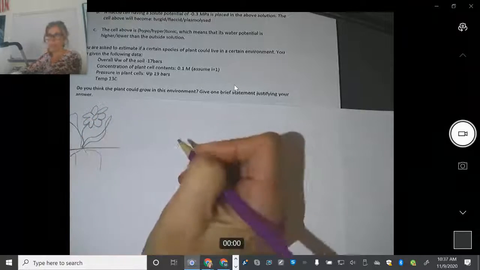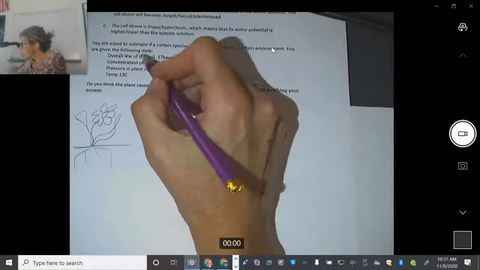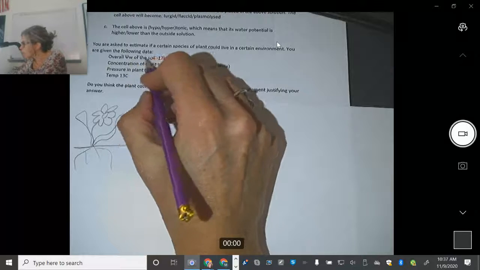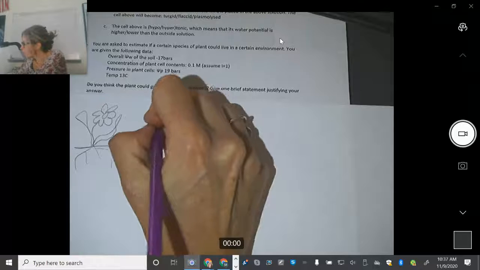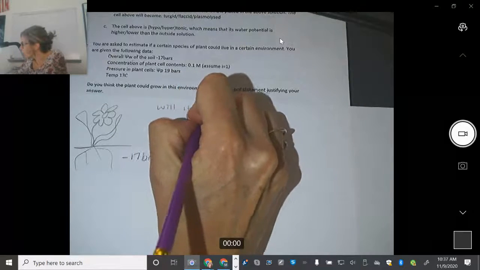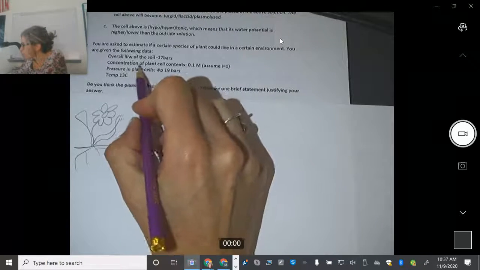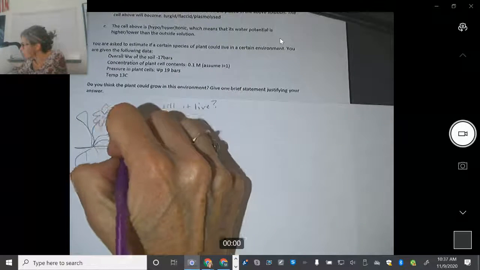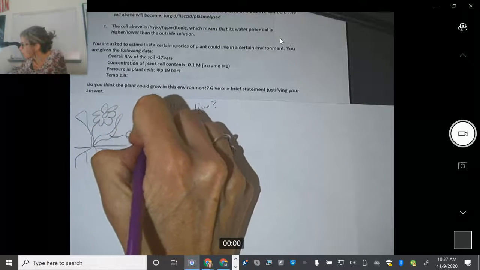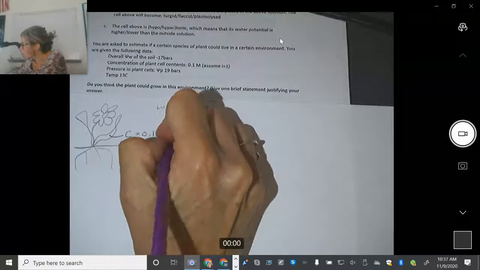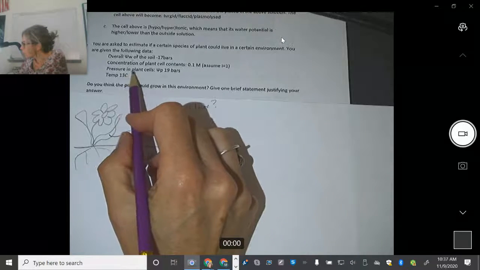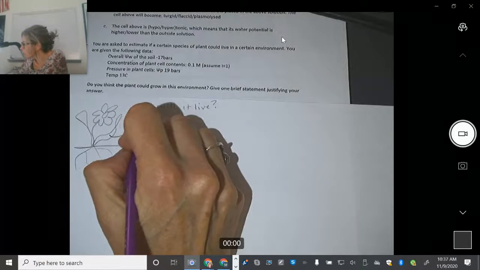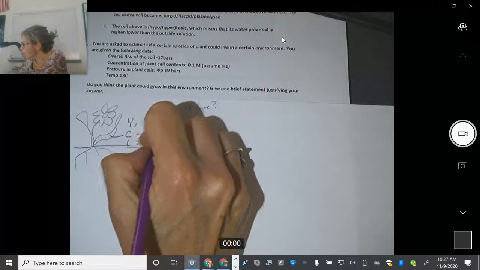And here it is in its environment. So overall, the water potential of the soil is negative 17 bars. And you want to know, will it live? The concentration of the plant cells, so the cells in here, is 0.1 molar. And we're going to assume the ionization constant is 1, like it's mostly sugar in there. The pressure in the plant cells is going to be 19 bars.